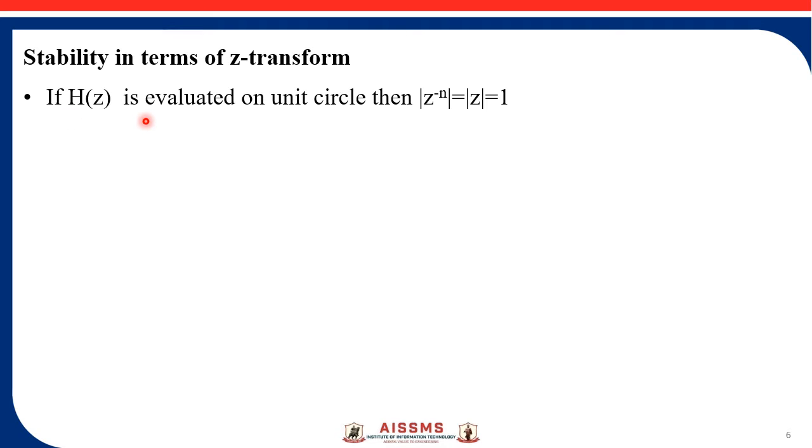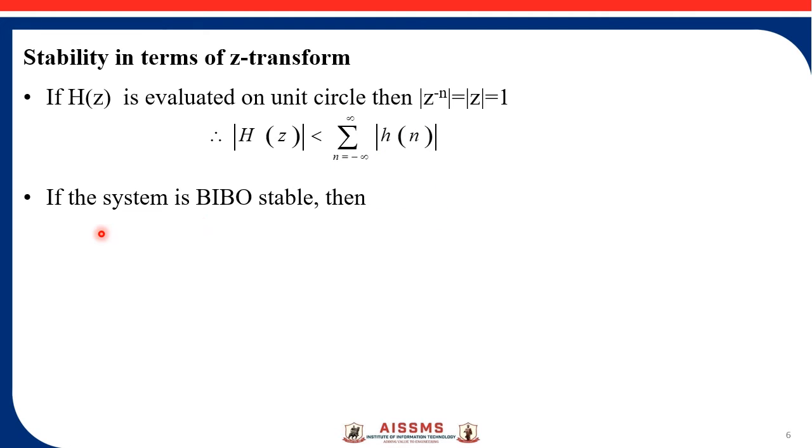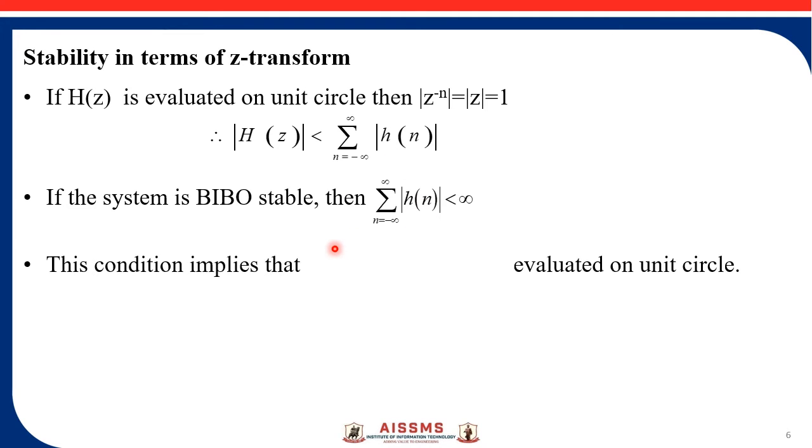Now we are going to evaluate H of z on the unit circle. So mod z is equal to 1, and mod z raised to minus n will be 1. So the equation will be mod H of z is less than the summation n varying from minus infinity to plus infinity of mod h of n. Now if the system is bounded input, bounded output stable, then the summation of mod h of n is less than infinity, that means it is a finite quantity.